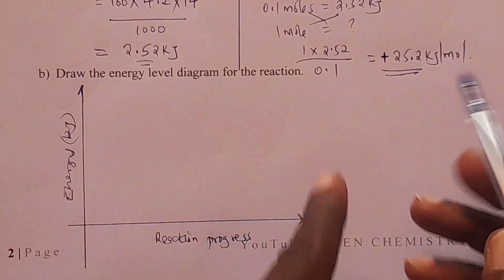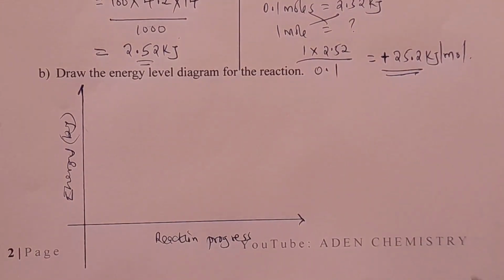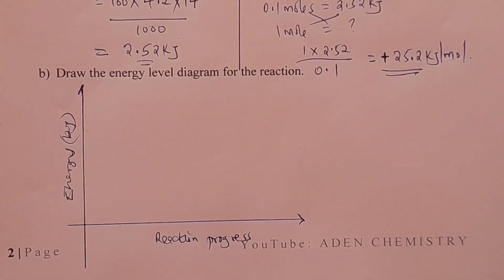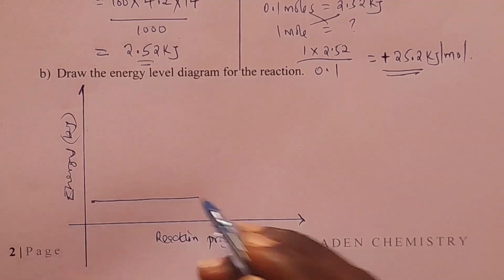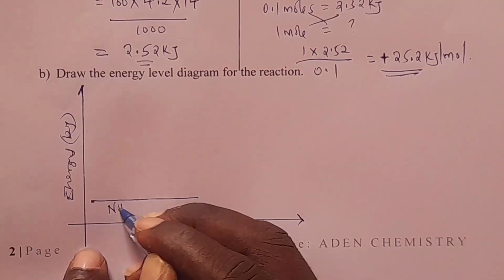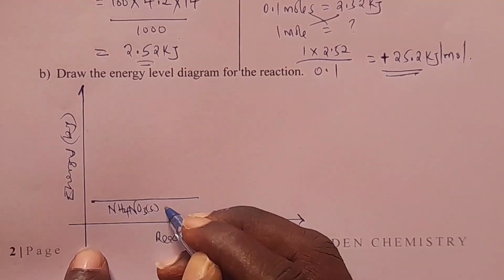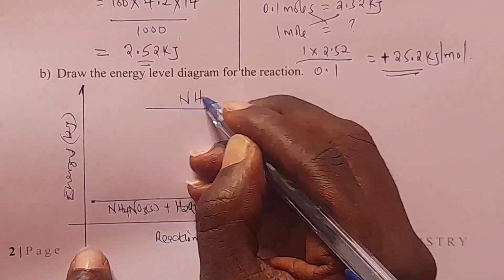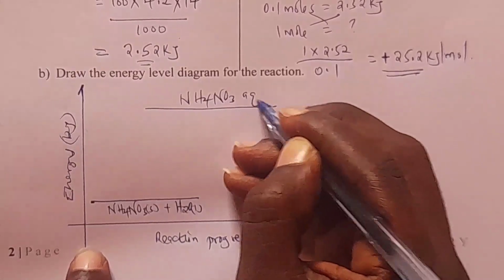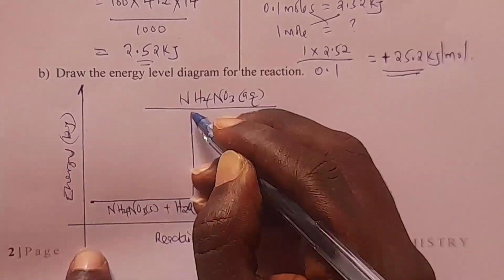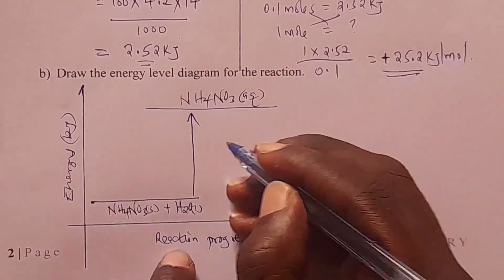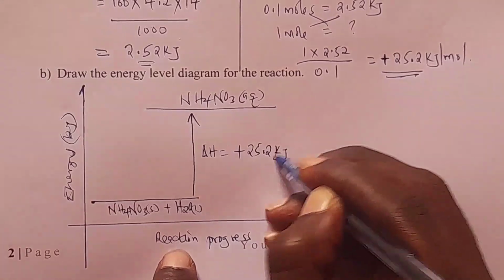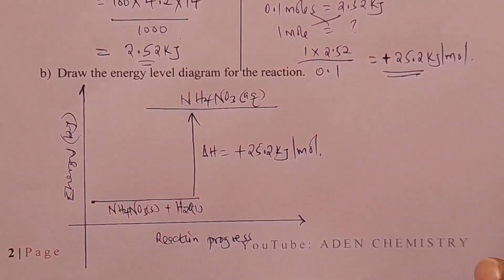So we said in an endothermic reaction, the products have higher energy content than the reactants. That means reactants are placed on this side. So the reactants here are ammonium nitrate, which is solid, dissolved in water, which is liquid. So we're going to get our product as ammonium nitrate solution, which is aqueous. Then the arrow comes from the reactant going to the product side, and the enthalpy change here will be a positive 25.2 kilojoules per mole. So that's how we are going to do that question.